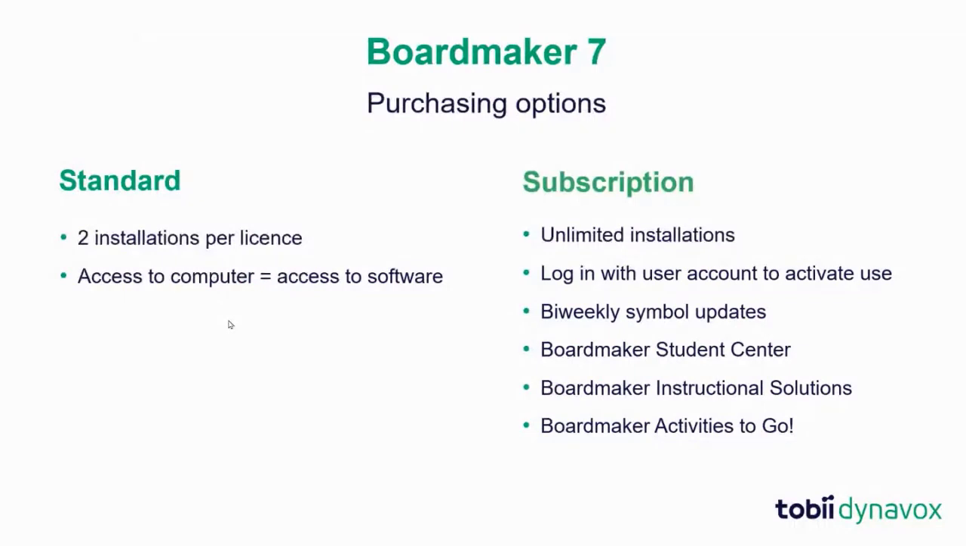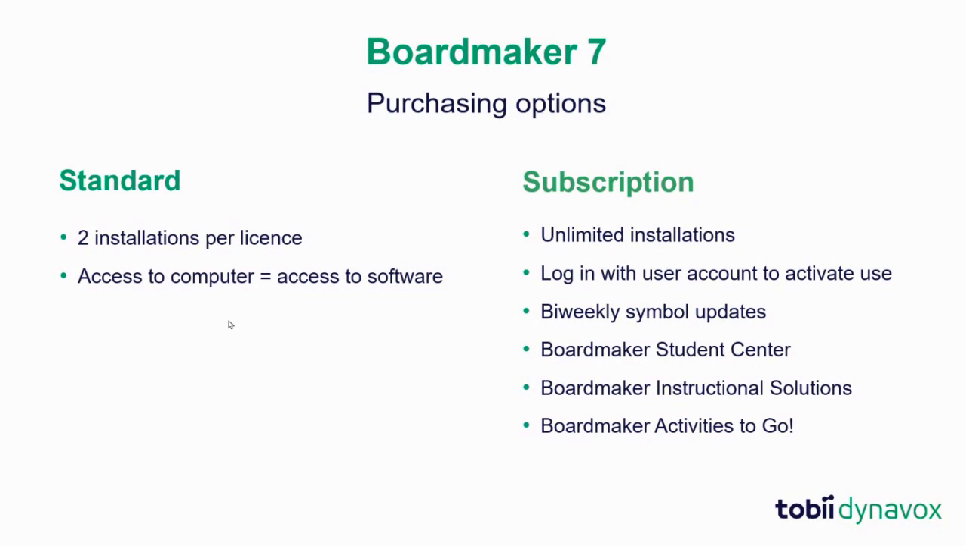Now, there's one type of Boardmaker, and that's Boardmaker 7, but there'll be two different ways to buy it. We will have a standard Boardmaker 7, which you purchase one time. It gives you 2 installations. You put it on 2 computers. If you have access to that computer, you have access to the software.